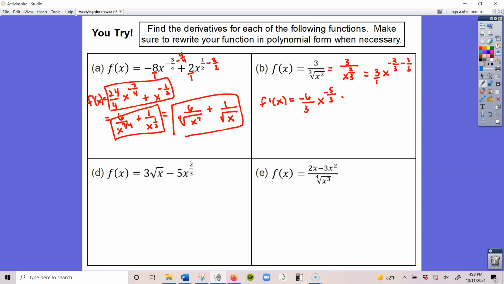Now let's rewrite this. Let's clean this up. Negative 6 divided by 3 is negative 2, x to the negative 5 over 3. Again, this is my derivative, but let's practice writing this with positive exponents and then with the radical. So f prime of x would also equal negative 2 over x raised to the 5 over 3. And then if I write this with the root, this would be negative 2 over the cube root of x to the 5th. So again, either one of these are acceptable answers.